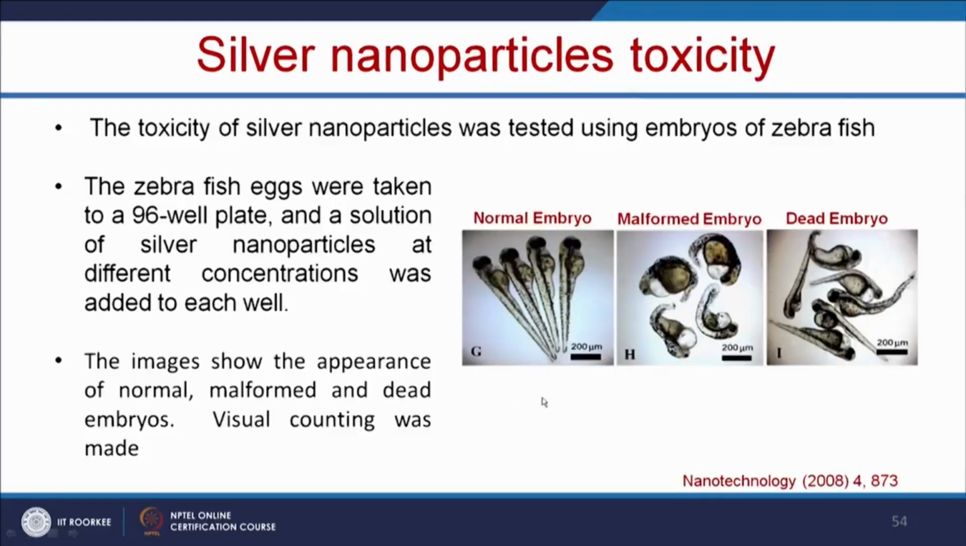So here you can see, they have used the zebrafish embryo and treated it with different concentrations of cellular nanoparticle. So this is our normal embryo, and this is a malformed embryo, and these are the dead embryos in presence of cellular nanoparticle. So based on that, you can count the number of embryos which are malformed as well as dead, and based on that you can calculate the toxicity of nanomaterials.